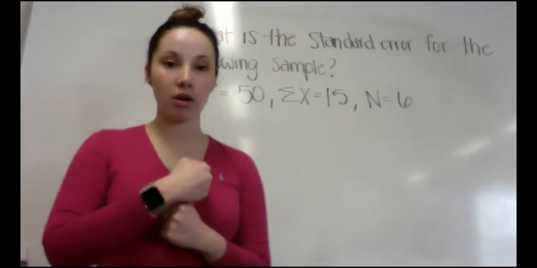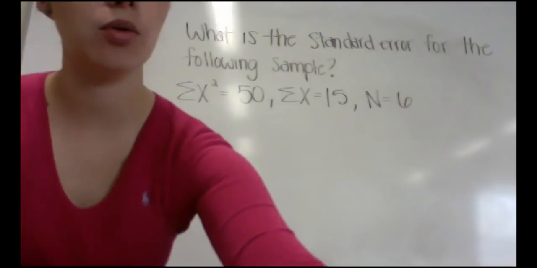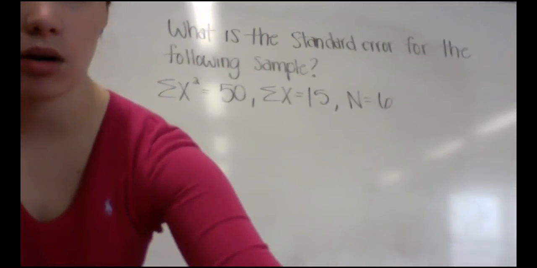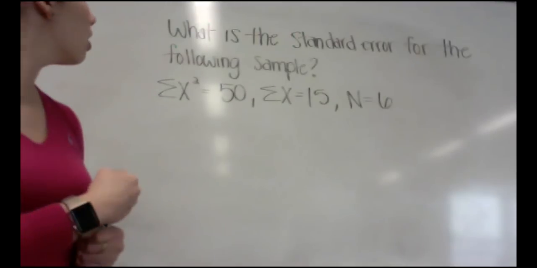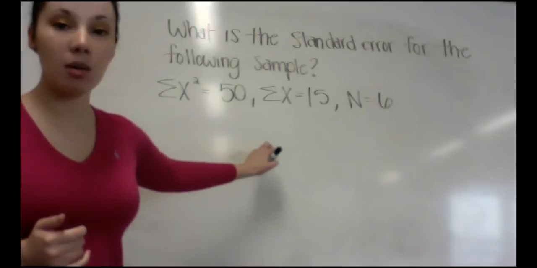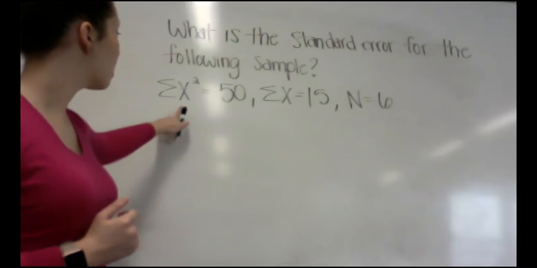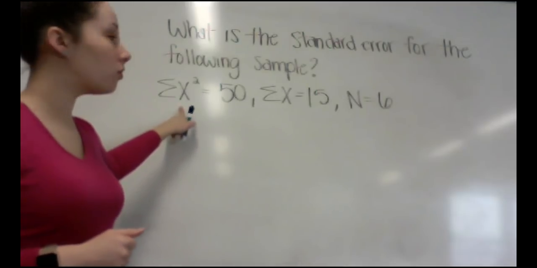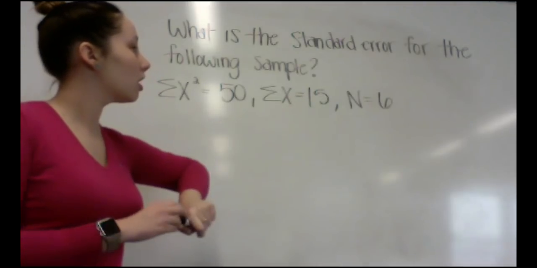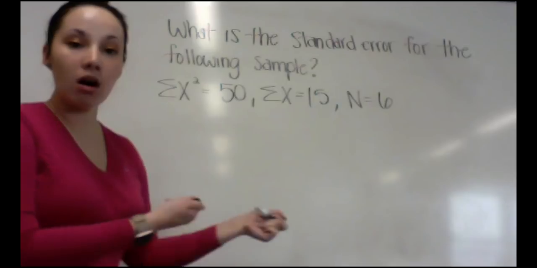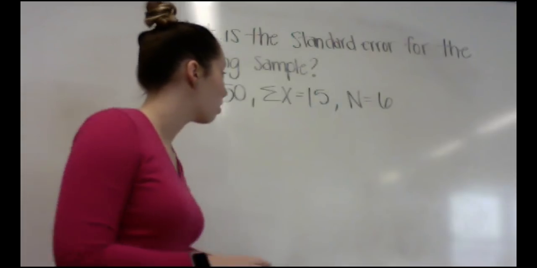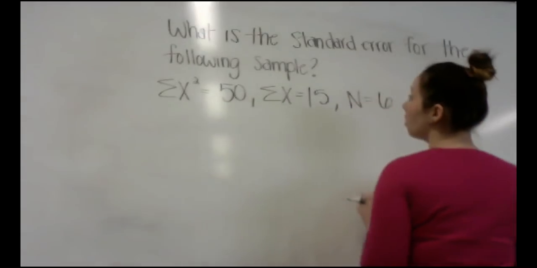All right, so here's another type of problem that might be on your quiz and or test. Let me even this out there. There we go. Okay. So what is the standard error for the following sample? And we've got some summary data here. We're told that the sum of our x squareds is 50, sum of our x is 15, and we have a sample of 6. So here are the relevant formulas that we're going to be using for this problem here.